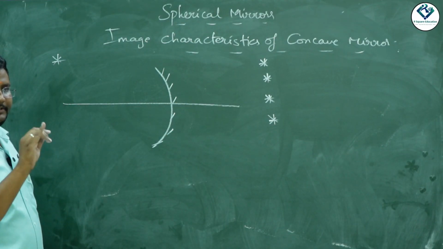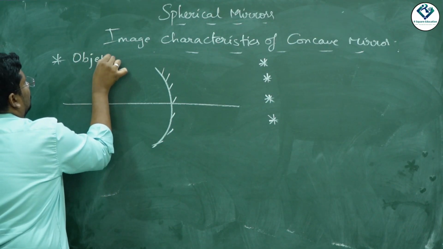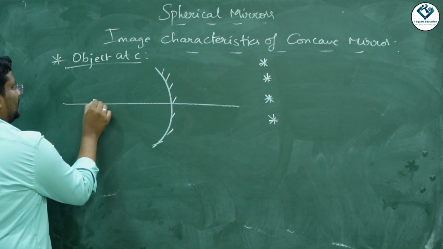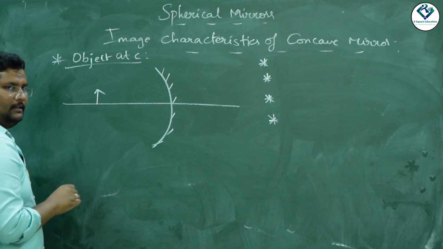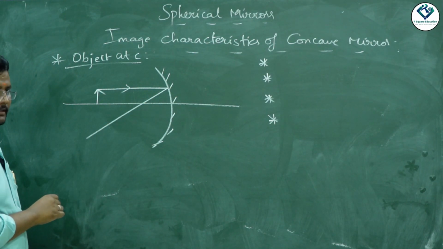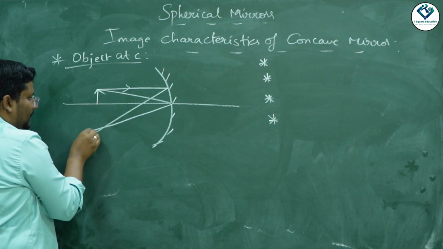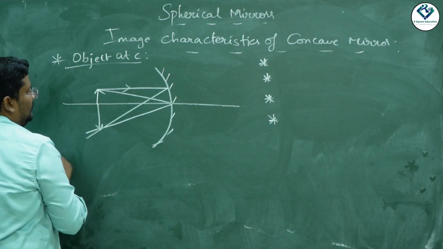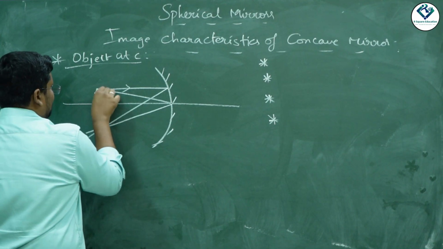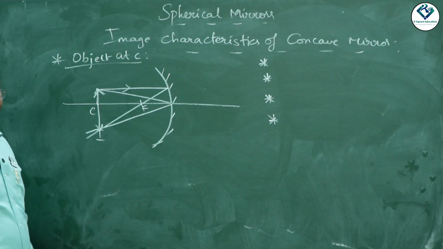So now we saw object at infinity, we saw object at finite distance. Now object at center of curvature. Let me consider this as center of curvature. I am going to draw a line parallel to the principal axis. It is going to cut the focus and come out like this. And I am going to pass another ray to the pole, and again it is going to cut somewhere here. So almost it is going to be same as that of the object. So when the object is placed at C, the image is again going to be at C.